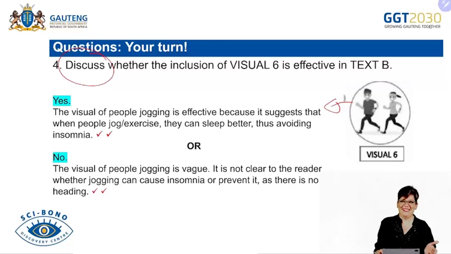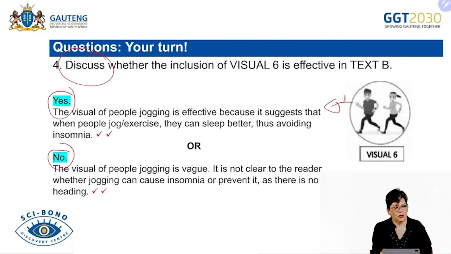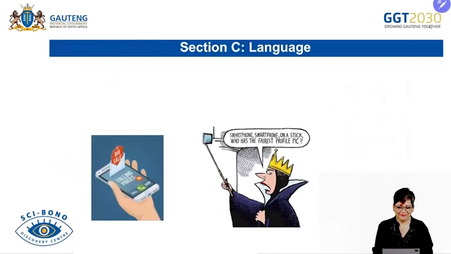Can you see? Now remember, very important, once again, make sure you've included a yes or a no. Don't include both. Choose which one. And always refer back to your text. That's the most important thing. Right. So remember that part was part of your comprehension, your text B.